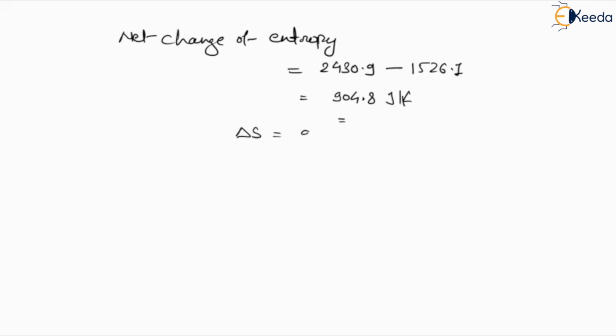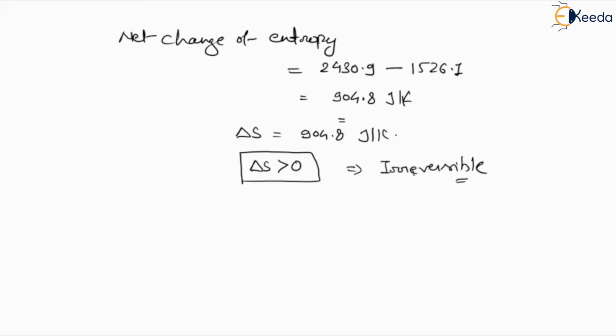So delta S is 904.8 joule per Kelvin. And this delta S is greater than 0. So what is this condition defining? This condition is defining that the process is not reversible. So our process is irreversible. So this is the solution of this numerical.